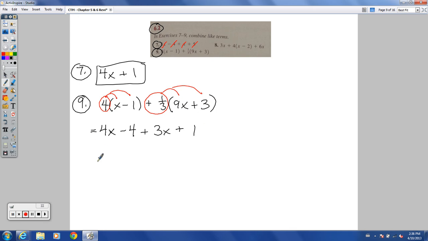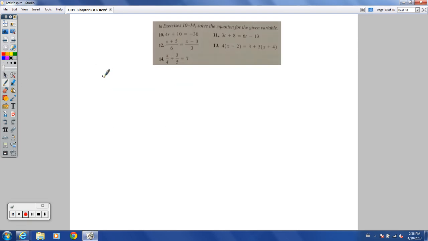So let's combine like terms now. 4x plus 3x, that'd be 7x. I've gotten rid of the x's there. Now I'm doing the constant terms. -4 plus 1 would be a -3. So our final answer there should be what you see right there, 7x minus 3.